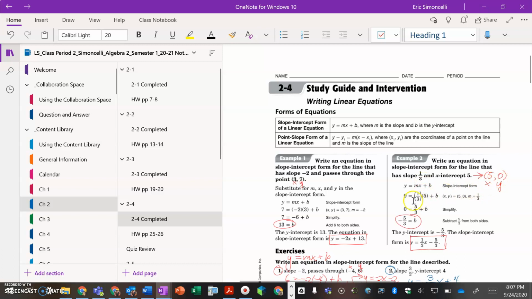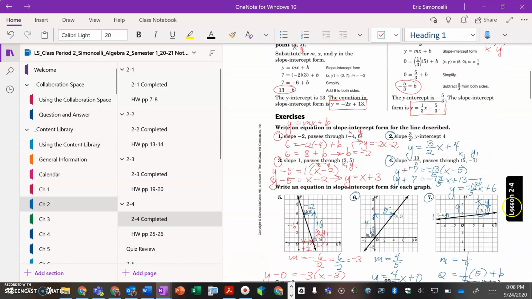So plugging in 0 for y, 1/3 for m, 5 for x, solve for b. This ends up being 5/3. You can subtract it over, and easily enough, b ends up being -5/3. The y-intercept, therefore, is -5/3, and yet again you put it together in slope-intercept form, where y equals 1/3 x minus 5/3. Again, that's your m, and that's your b.